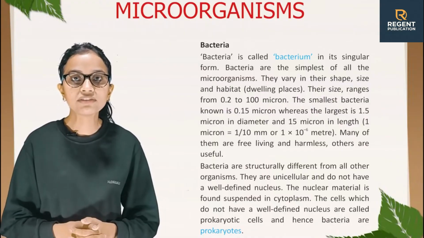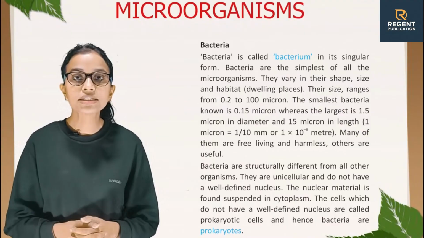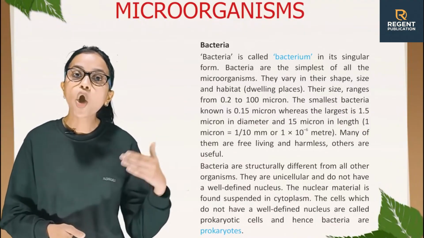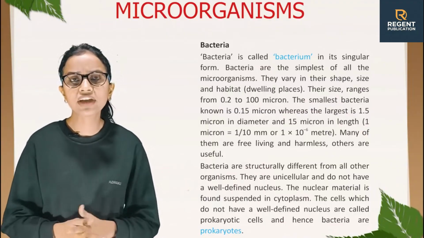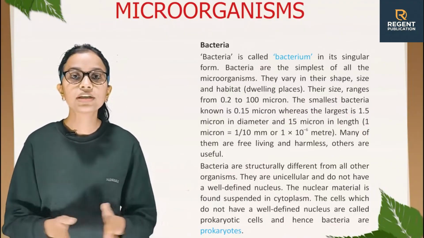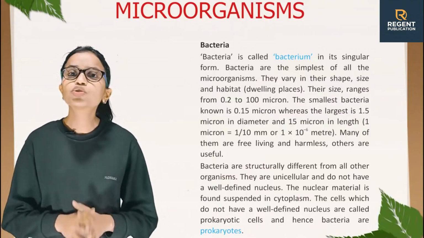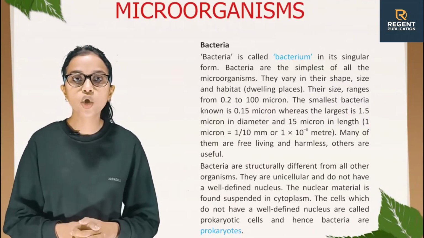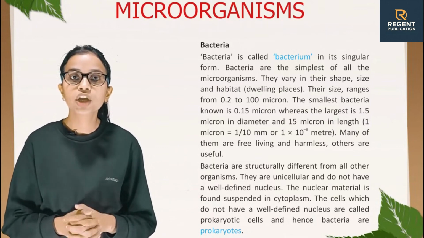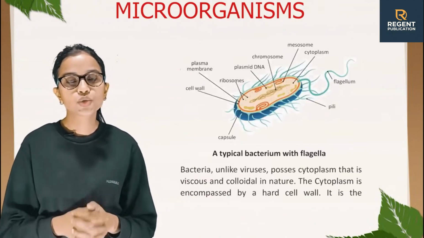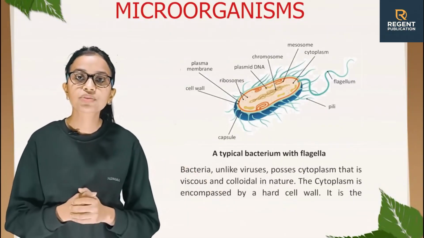Many of them are free living and harmless, others are useful. Bacteria are structurally different from all other organisms. They are unicellular and do not have a well-defined nucleus. The nuclear material is found suspended in cytoplasm. The cells which do not have a well-defined nucleus are called prokaryotic cells, and hence bacteria are prokaryotes. So, this is the picture of a typical bacterium with flagella.